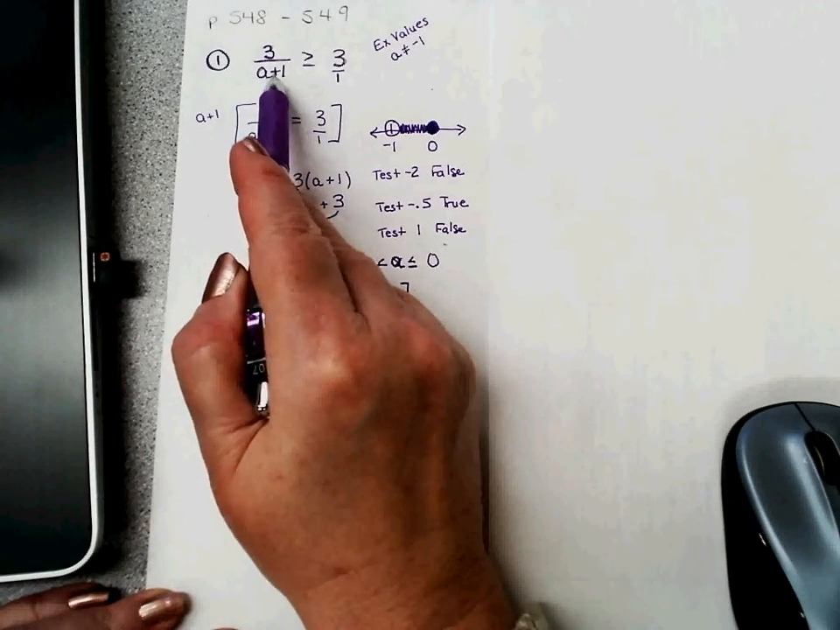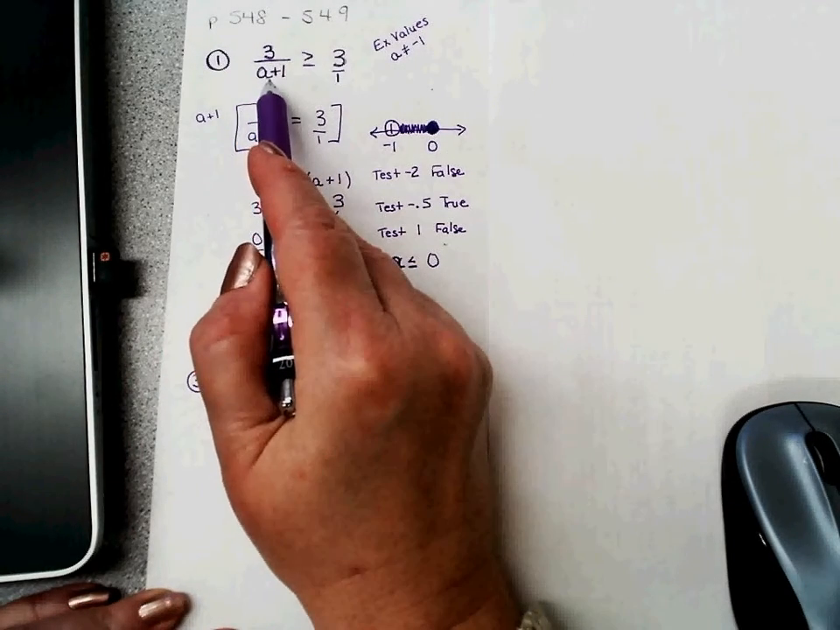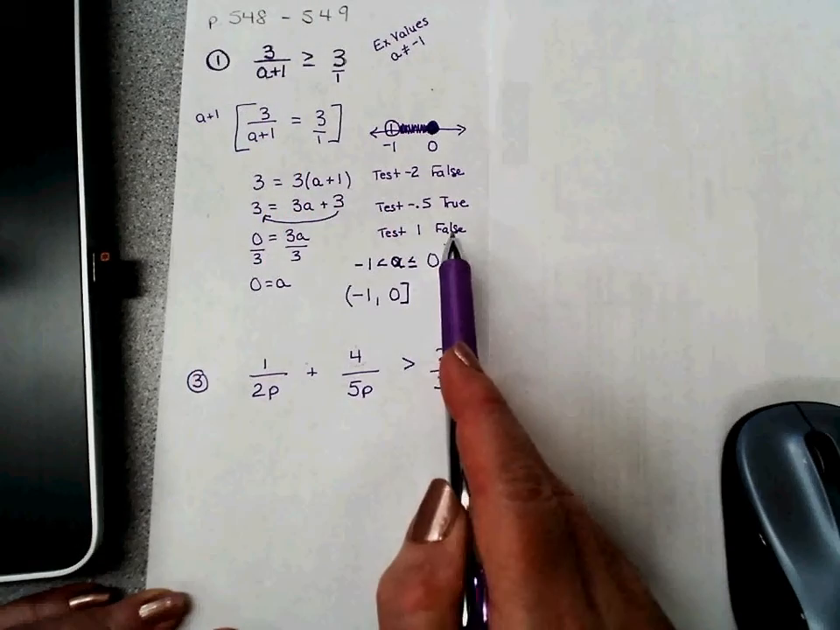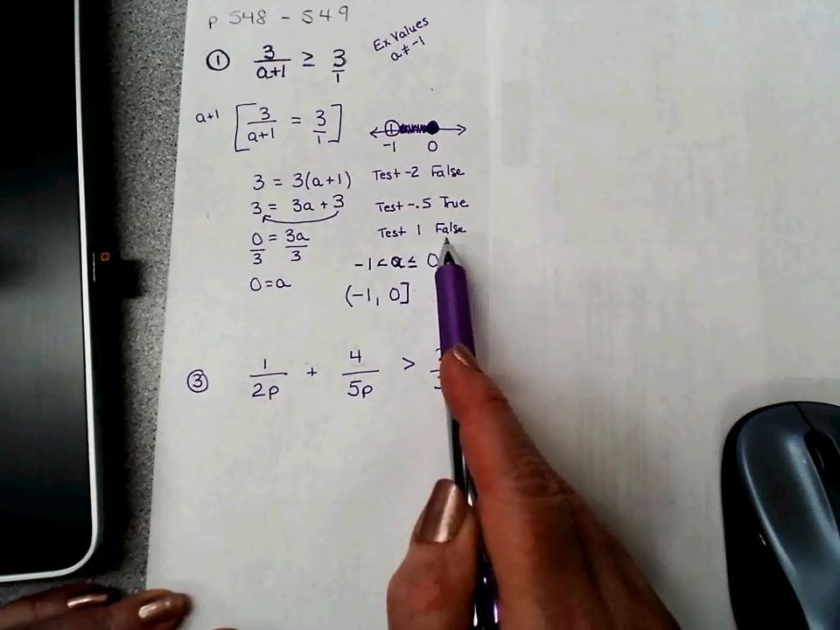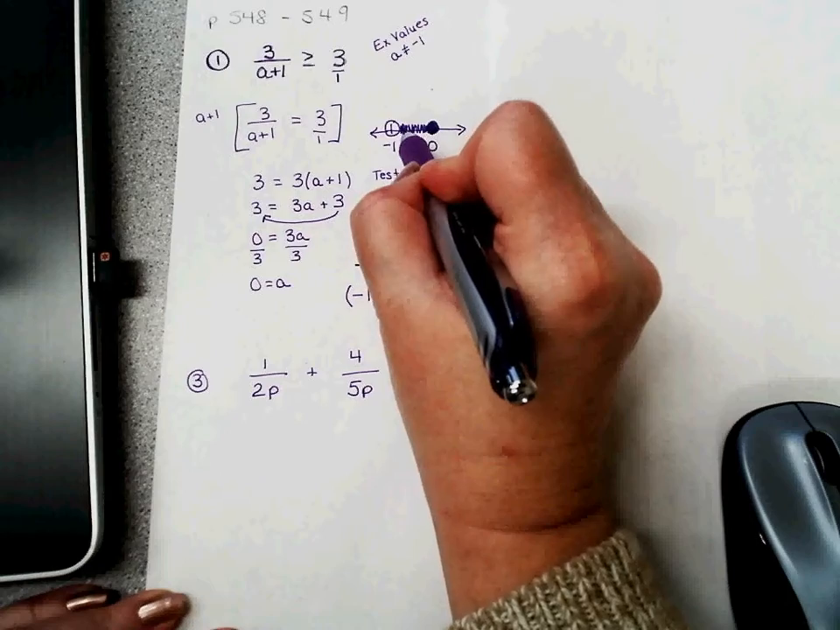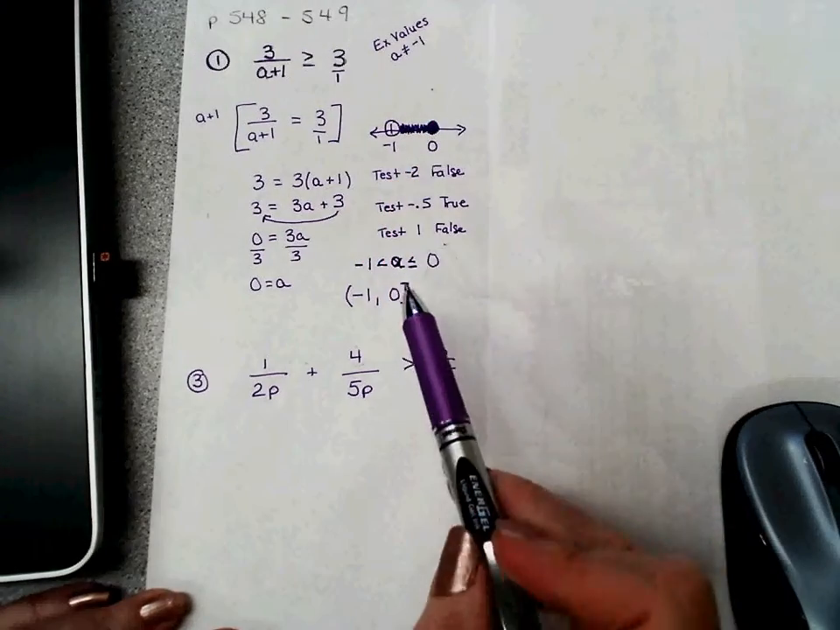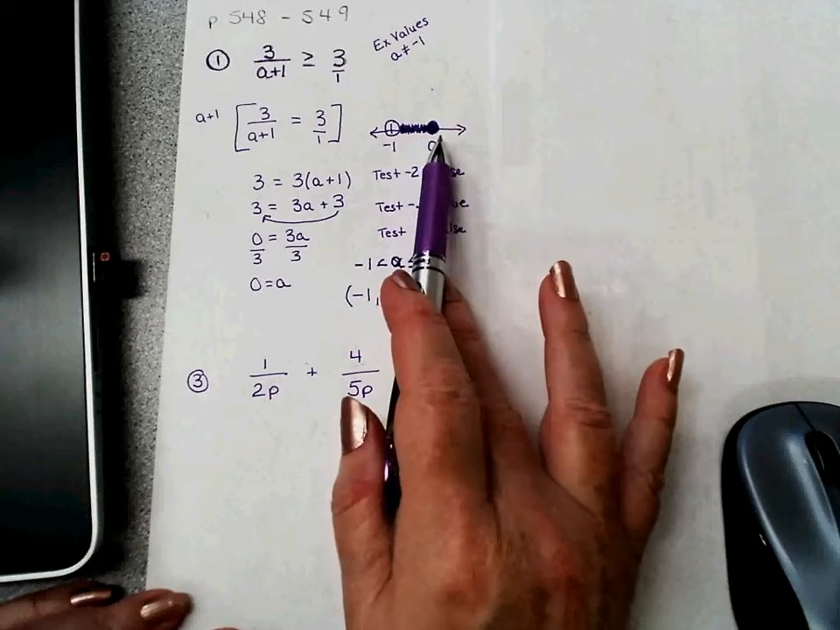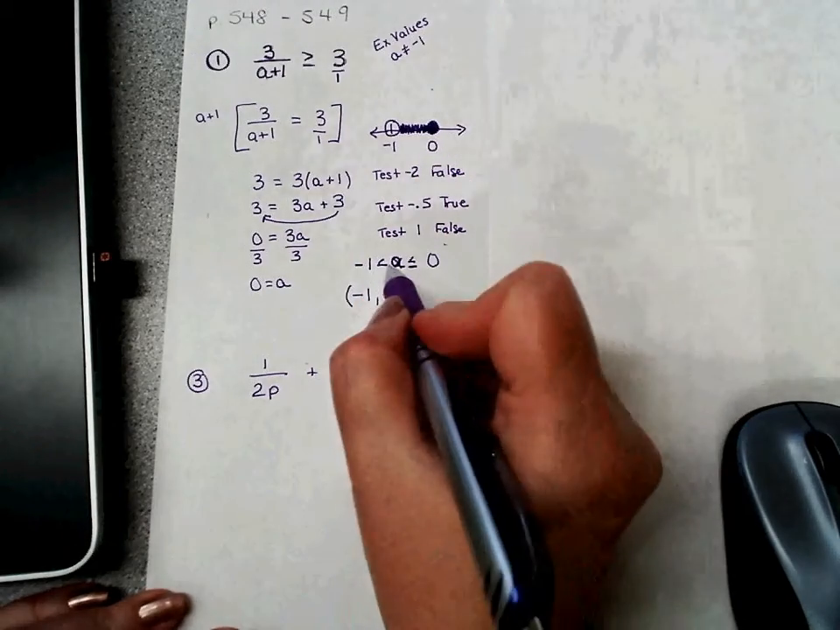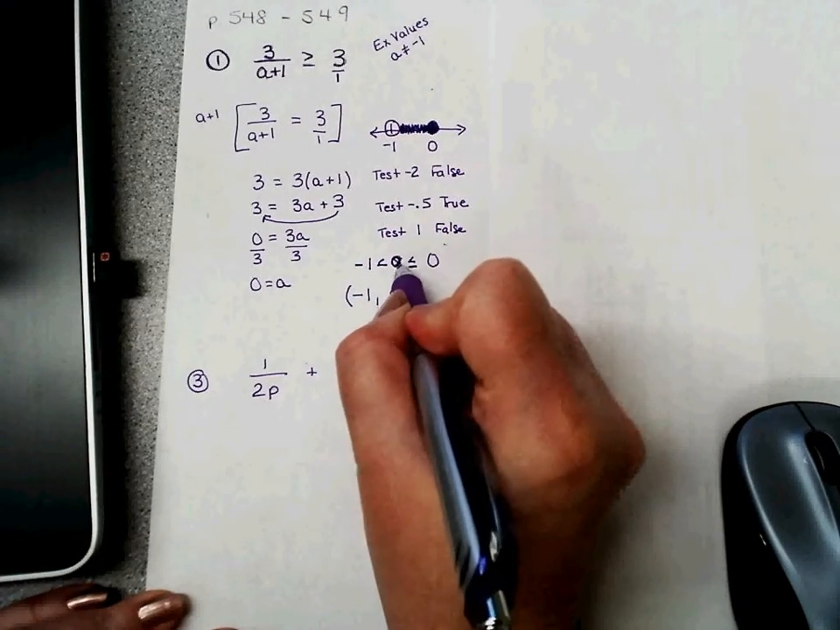Then I test 1. 1 plus 1 is 2. So here is 3 divided by 2, which is 1.5. 1.5 is greater than 3 is false. So I shade the true bits, which is this. So here's my answer by shading. Here's my answer with symbols.